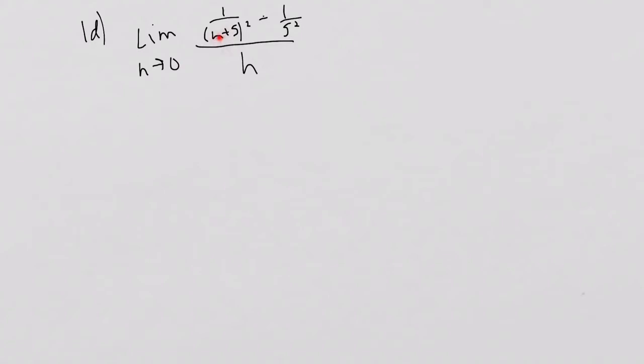Notice, if I make that 0, I get 1 over 5 squared, which I subtract 1 over 5 squared from. And then in the bottom, I just let h equal 0, right? So the top is 0 because those two pieces are the same after I plug in h equals 0. Bottom's clearly 0. So I can definitely use L'Hopital's rule, or try it.